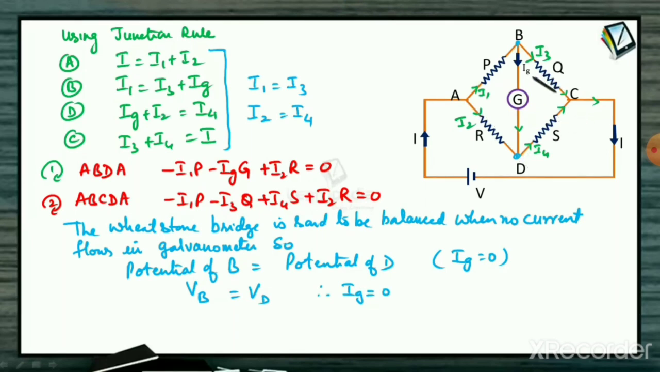Substituting Ig equal to 0, I1 equal to I3 and I2 equal to I4 in these two equations: Ig equal to 0 gives minus I1P plus I2R is equal to 0. Here, minus I1P minus I3Q, where I3 I can replace by I1, so I1Q, plus I4S plus I4R, where I4 I can replace by I2, so I2S plus I2R, is equal to 0. So let us rewrite these two equations substituting these values.